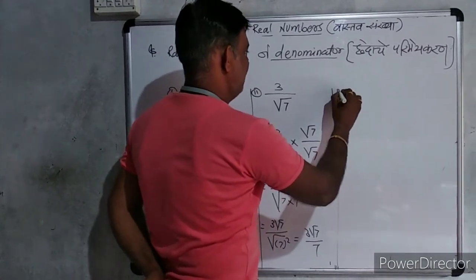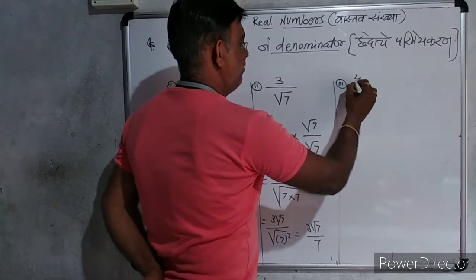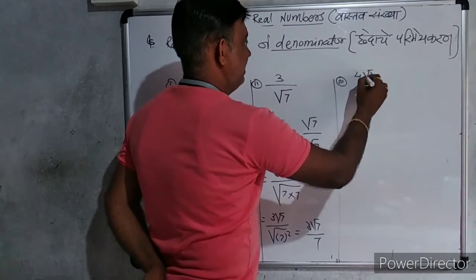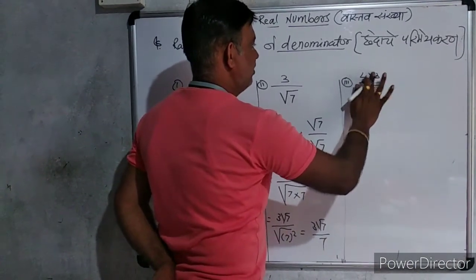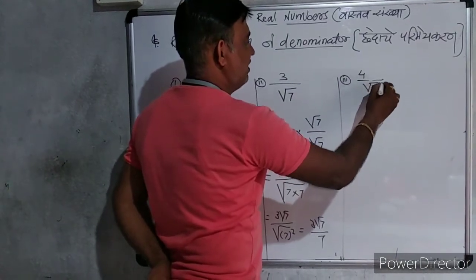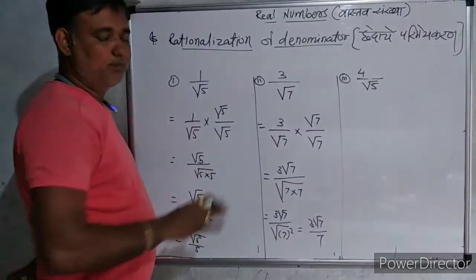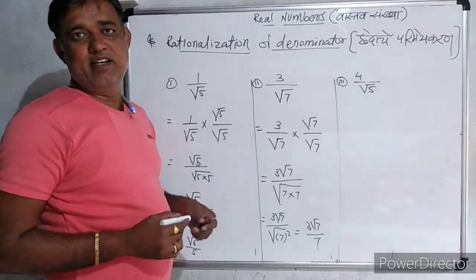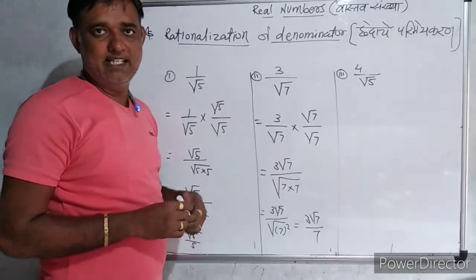Now here is example number 3, 4 upon radicand 5. You have to rationalize the denominator. Okay, try to solve this example.